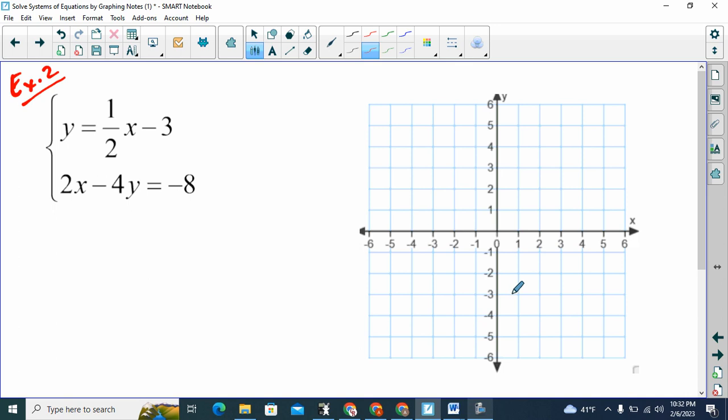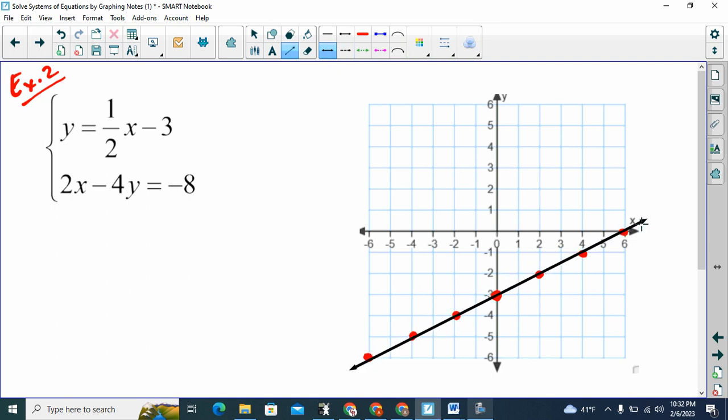Our first equation has a y-intercept of negative 3 and a slope of 1/2. Rise over run. Rise is 1, run is 2. Up 1, right 2. Up 1, right 2. And let's go down 1, left 2 to continue getting points on that same line. We have plenty of points to draw a really good line.